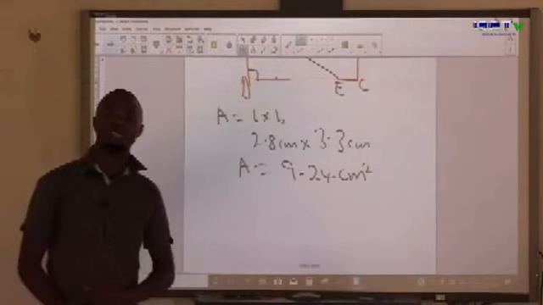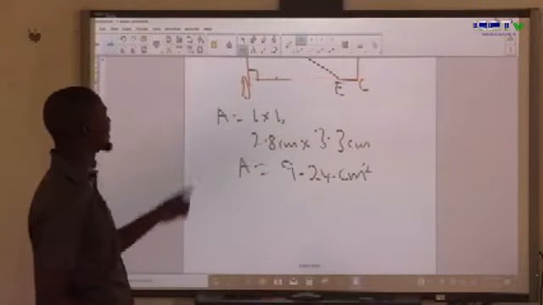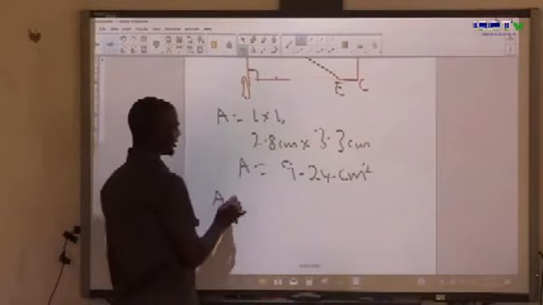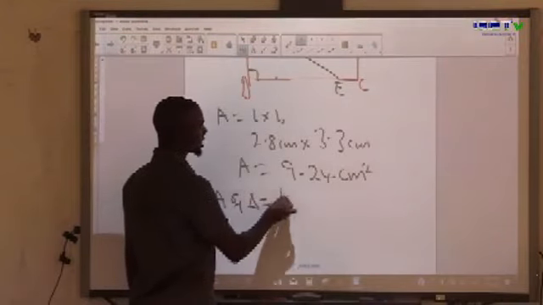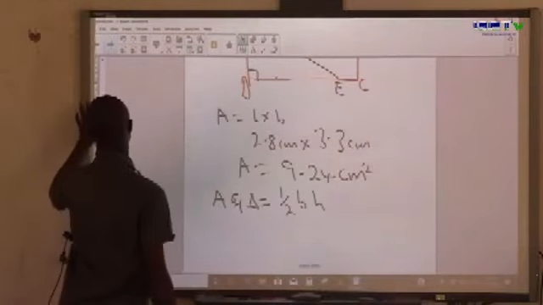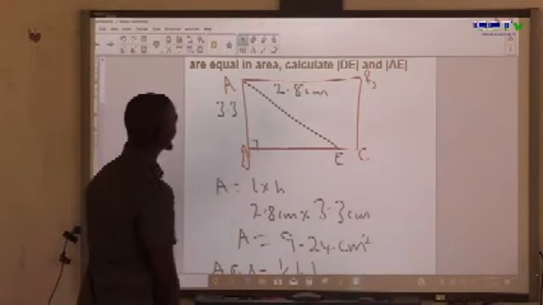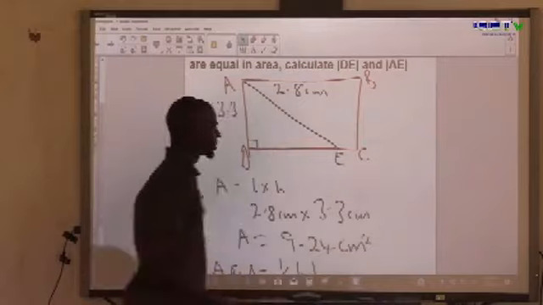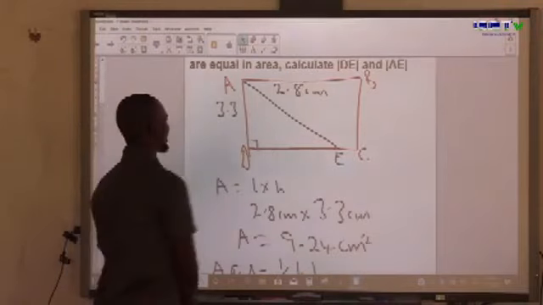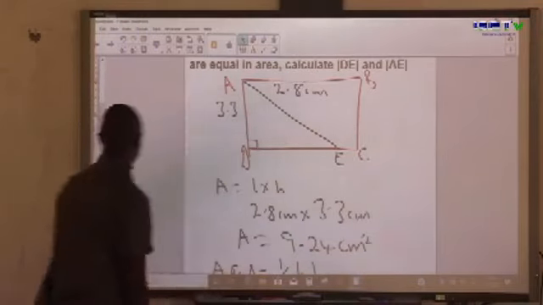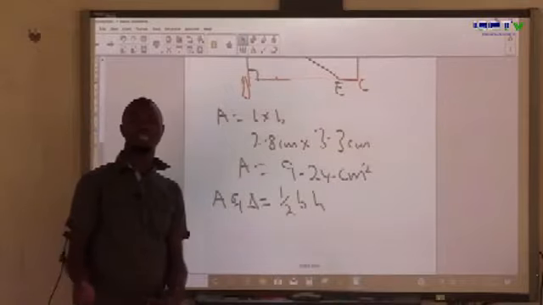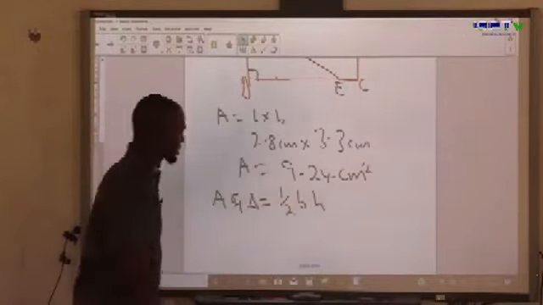They tell you the area of the rectangle and the area of the triangle ADE are equal. Area of triangle is equals to half base times height. If you get the diagram a little back from our triangle, this is the height and this is the base. The base of the triangle is DE. That is one of the things that we are asked to find. So the height is 3.3 and the area is 9.24 because you are told it is equal in area with the rectangle.